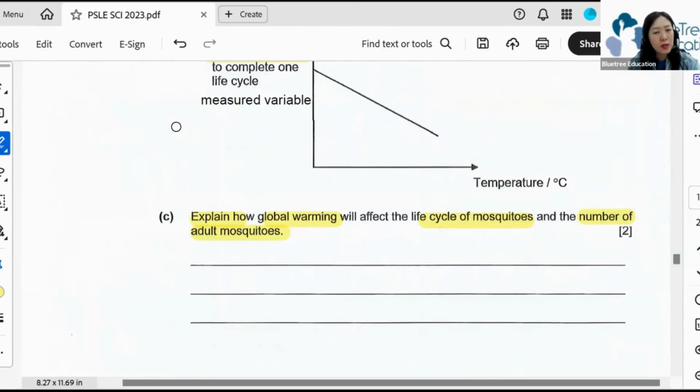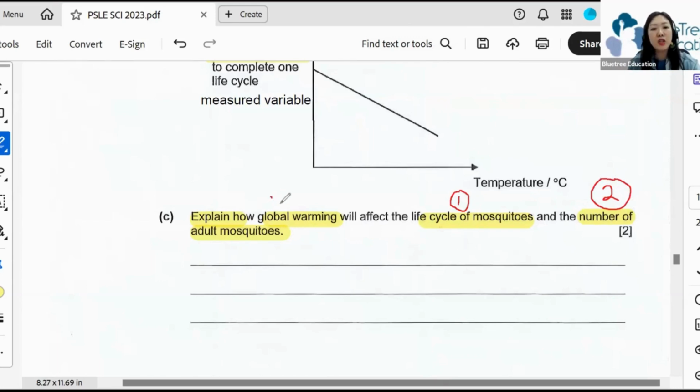And this is a very common mistake made by a lot of you. You really scan. If I don't read the question out to you, I think that many of you may not realize that this question has 2 parts. So this is part 1. You need to tell the examiner how it will affect the life cycle of the mosquito. And part 2, you need to tell the examiner how the number of adult mosquitoes will be affected.